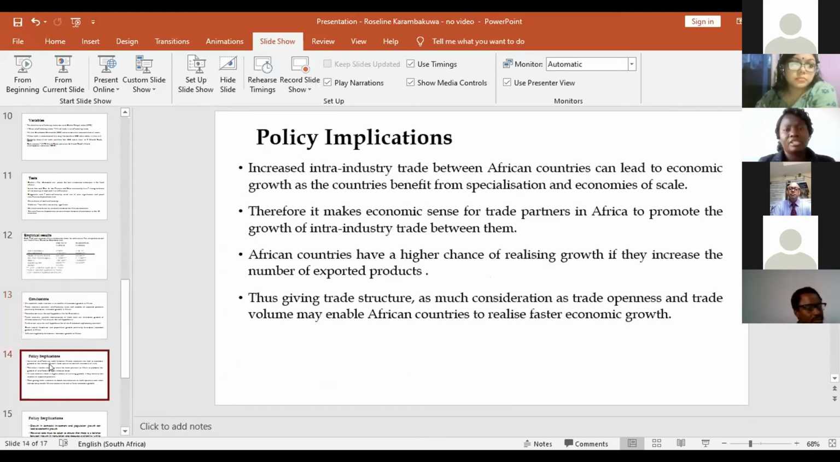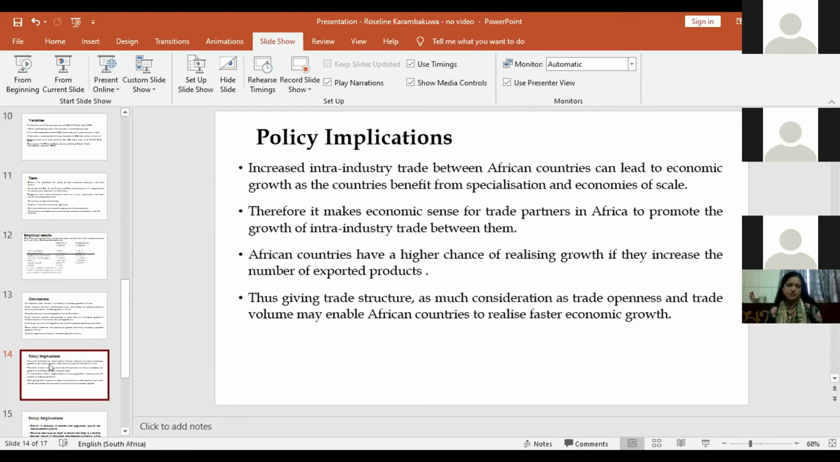So from these conclusions, the following are the policy implications. The first one is that increased intra-industry trade between African countries can lead to economic growth as the countries benefit from specialization and economies of scale. Therefore, it makes economic sense for trade partners in Africa to promote growth of intra-industry trade between themselves. African countries have a higher chance of realizing growth if they increase the number of exported products. Thus, giving trade structure as much consideration as trade openness and volume may enable African countries to realize faster economic growth.